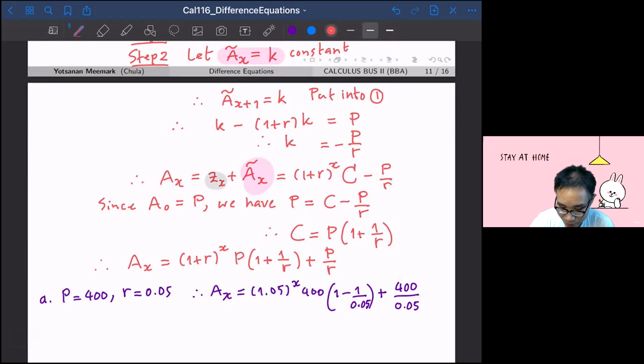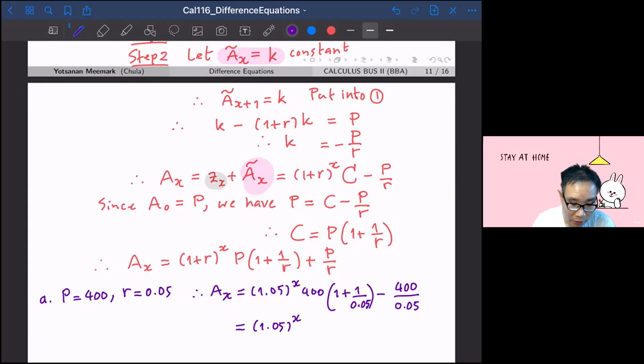Okay, so it's going to be plus here, and it turned out to be a minus sign. Okay, so that is correct right now. Okay, so basically this one will be just, what is it going to be? So it's going to be 21. So for this one, it's going to be 1.05 to the x, 4 times 21.